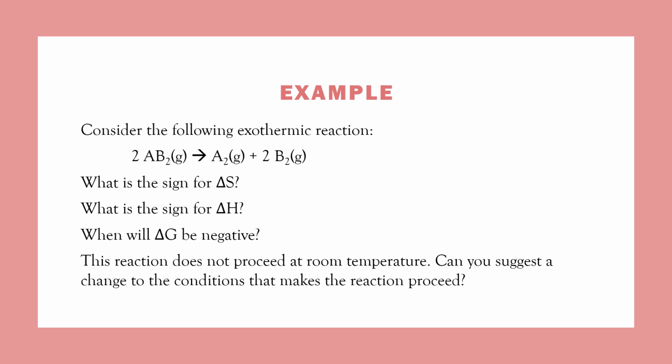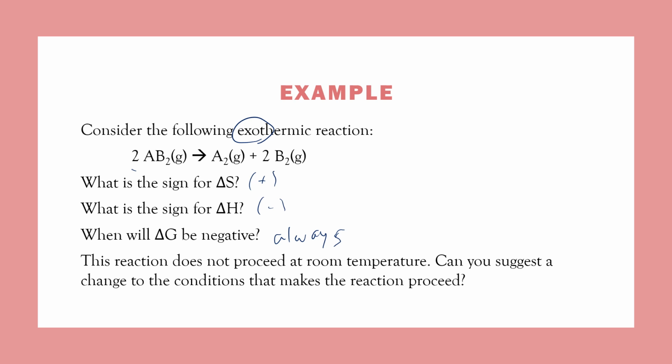Let's look at a few examples. We have this reaction. 2AB2 is yielding 1A2 and 2B2. The sign for delta S, you're going from 2 particles to 3 particles. That's getting more disordered. Delta H, they told us it was an exothermic reaction, so delta H must be negative. So delta G will be negative always, because it is positive for delta S and negative for delta H. Both of those things are thermodynamically favorable, leading to delta G always being thermodynamically favorable.